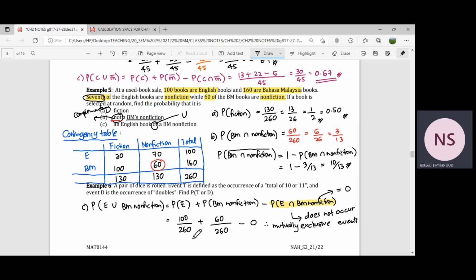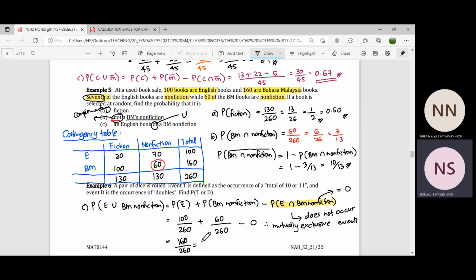Then you can total up. We have here 160 over 260. So we have 16 over 26. Then we can simplify and get 8 over 13. Okay, done. This is for homework example 5, using the addition rules.